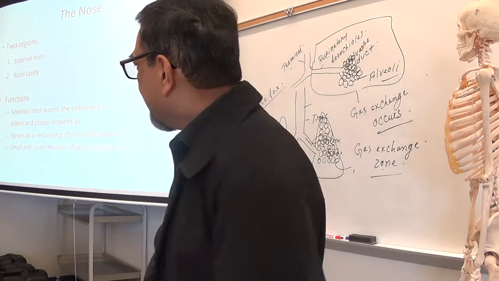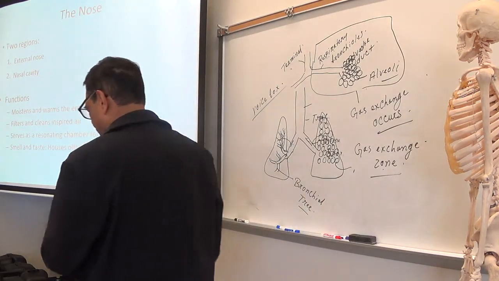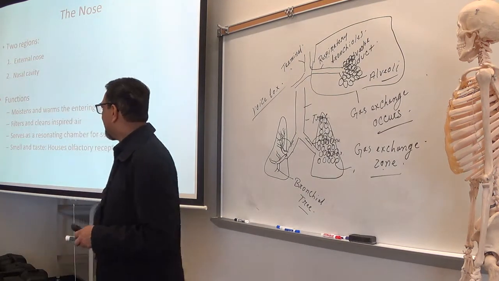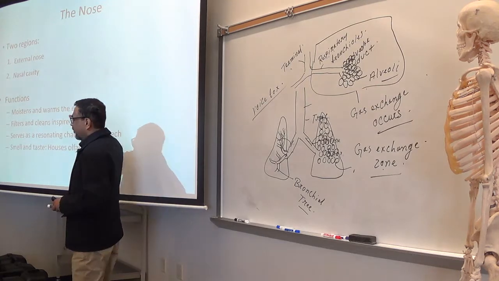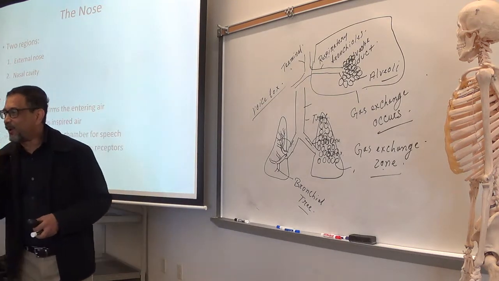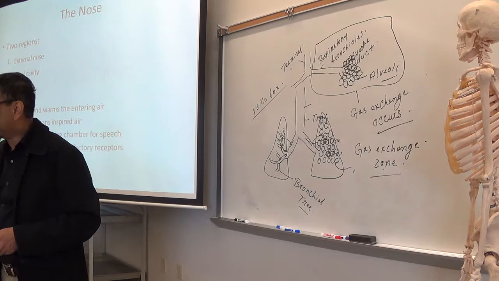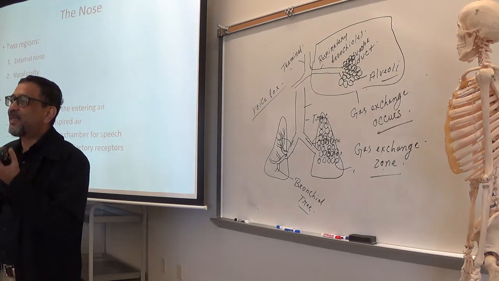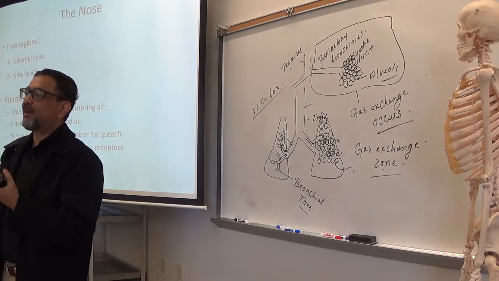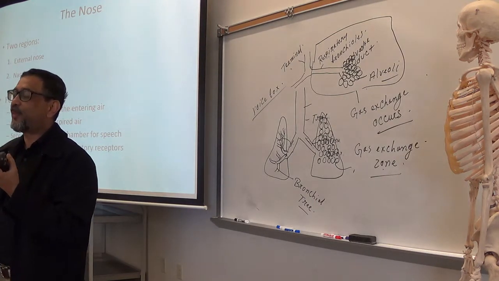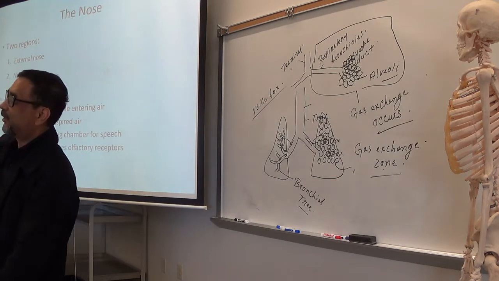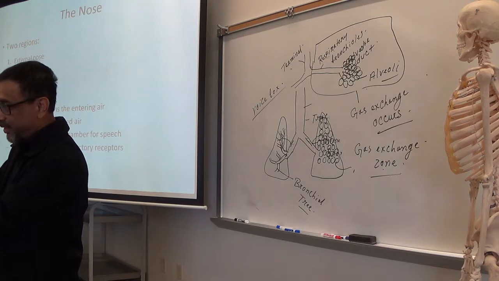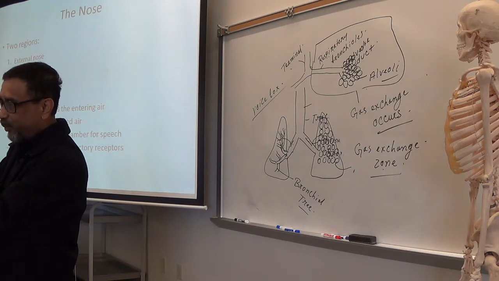Now, the nose has some important functions. One is that inside the nose is always moist, right? So when the gas enters the lung, it passes through the nasal cavity, the surface is moist, so if the air is very dry, it will get a little bit moist. Make sense?